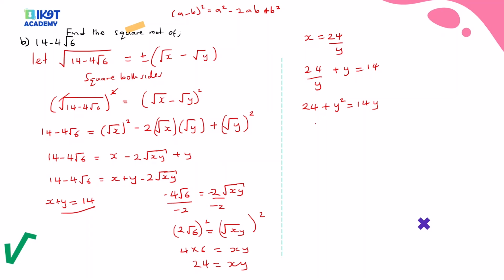Then now I can make a quadratic equation. This is y squared minus 14y plus 24 is equal to 0. So still, same thing like last time, you can solve this with any method of solving quadratic equations, and you'll get your values of y.